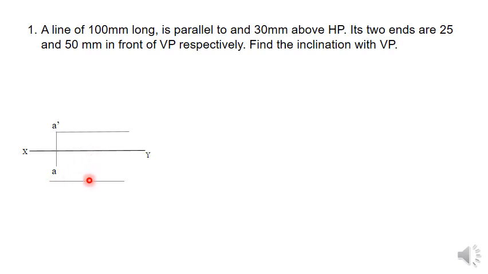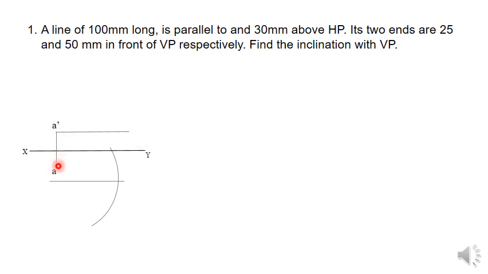So my B will come on this line only, because all points on this line are at a distance of 50 mm from the XY line, and it is written that the second end of the line is 50 mm in front of VP. Now we know that in the top view, in this particular case, we will be getting the true length of the line, that is 100 mm. So take center A and radius 100 mm and cut an arc.